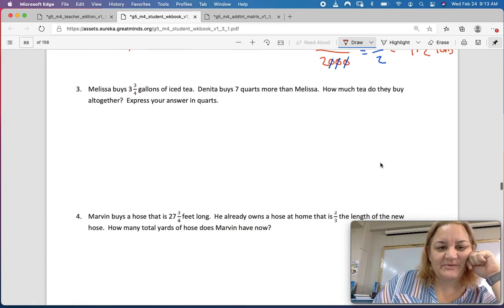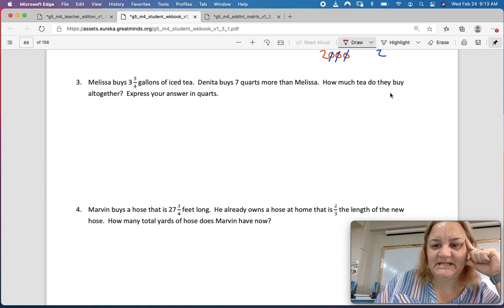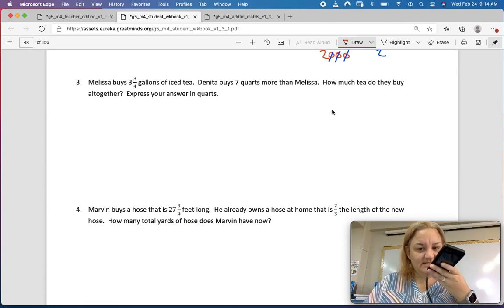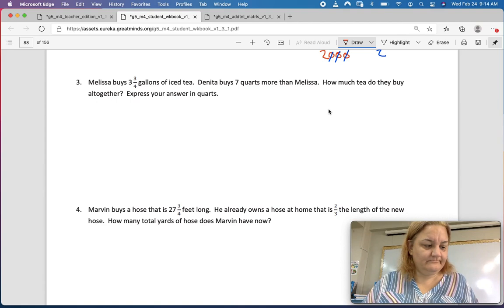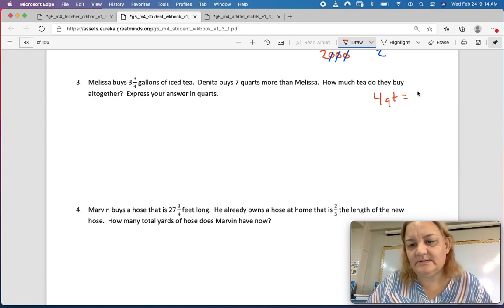Melissa buys 3 3/4 gallons of iced tea. Danita buys 7 quarts more than Melissa. How much tea do they buy altogether? Express your answer in quarts. So first of all, we need to know how many quarts in a gallon. Do you remember that one? How many quarts in a gallon? It's 4 quarts. 4 quarts equals 1 gallon.